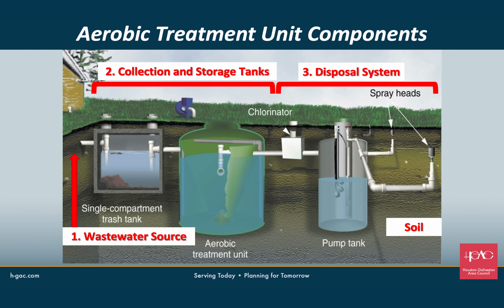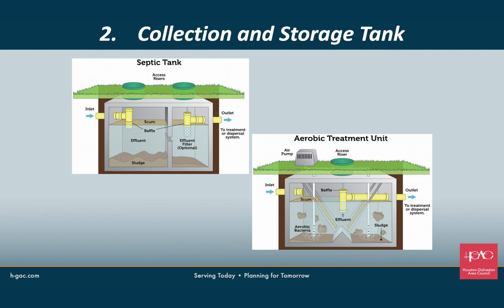Now let's compare the components of both types of systems. Both types of systems are buried in water-tight receptacles to receive liquid and solid waste from the home. The tanks are generally made from concrete, plastic, or fiberglass. The tanks hold the household human waste so it can separate and settle.